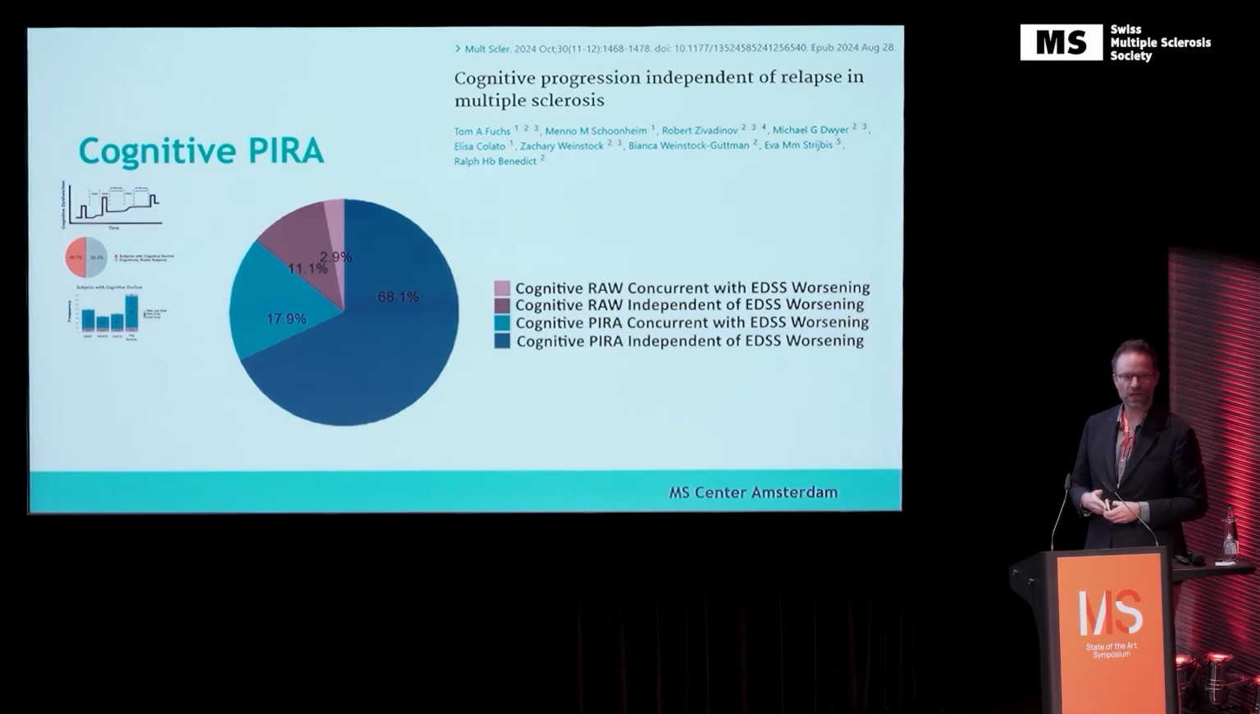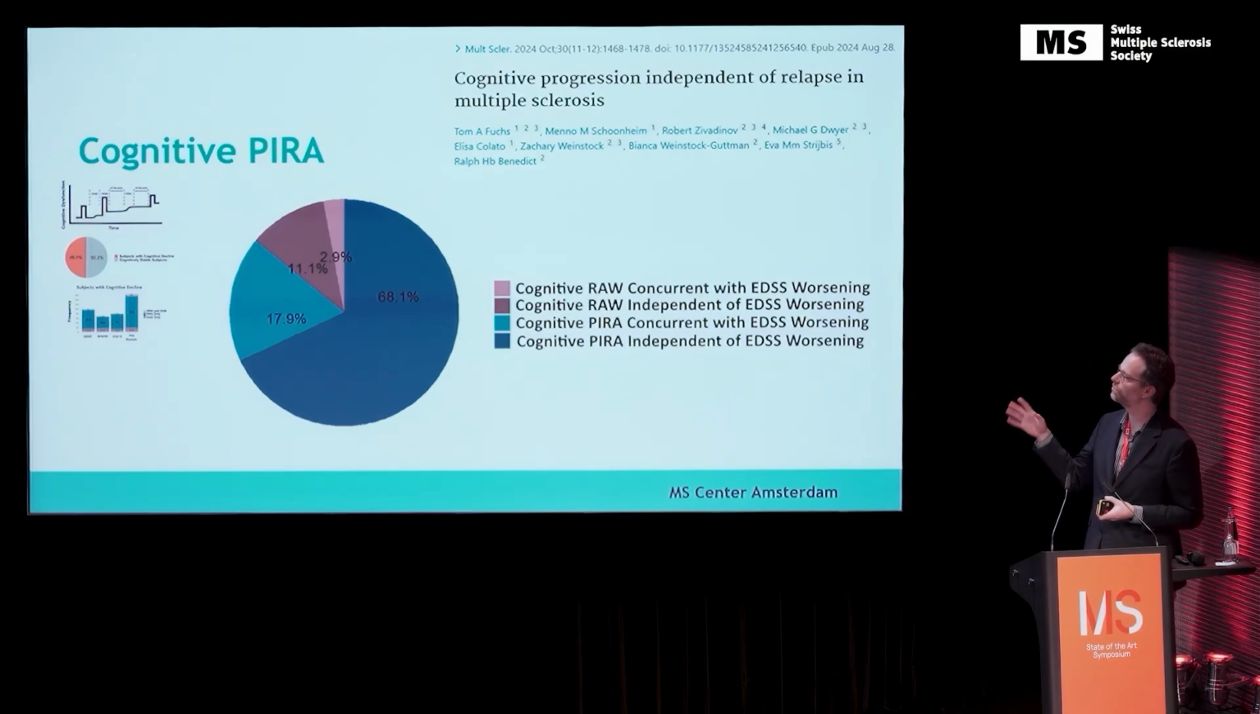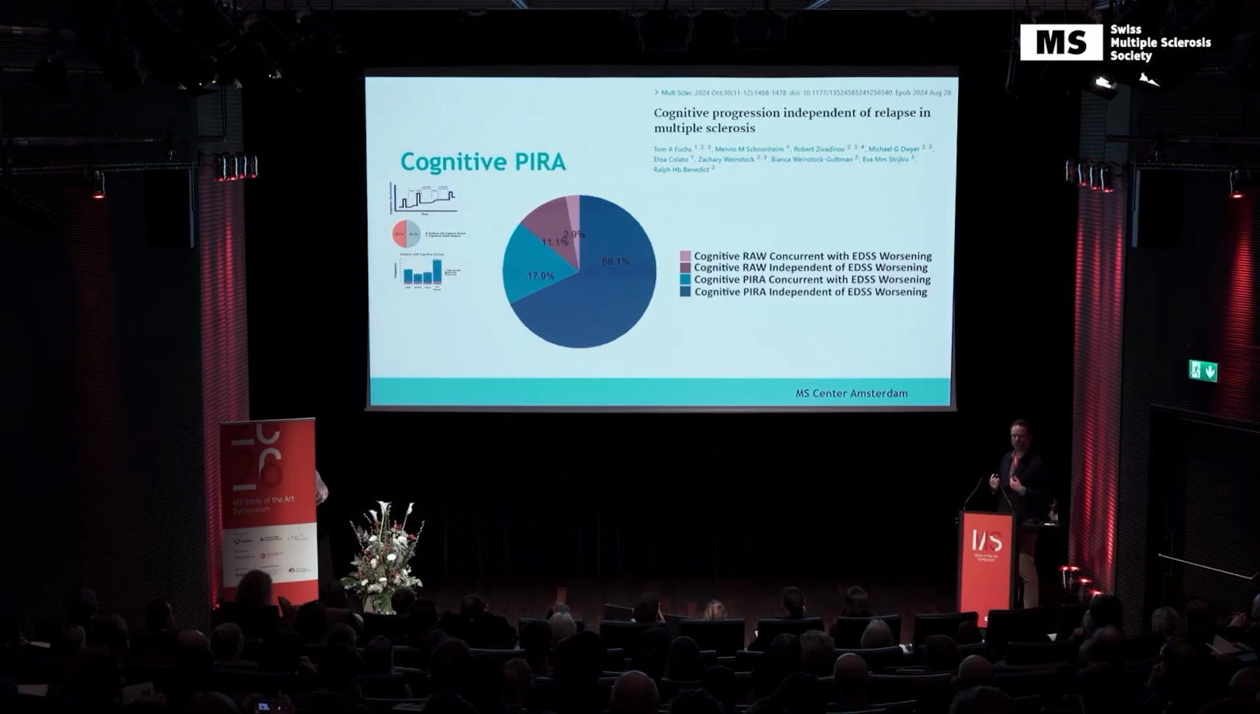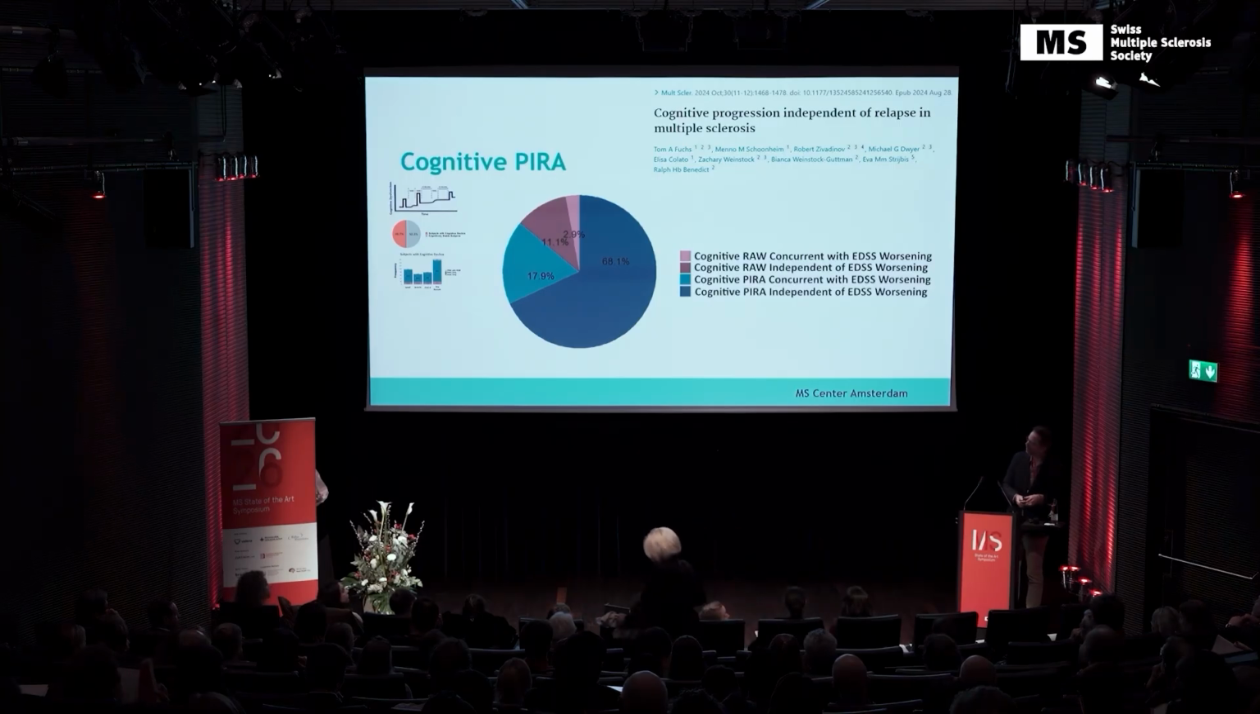So then the question is, how does this relate to conventional measures of PIRA related to physical disability? So we further subdivided patients into if they experience EDSS progression or not. And there you can see the majority of cognitive PIRA cases were independent of EDSS worsening. So this is just to show you, you cannot group everything together. It doesn't mean that patients who progress are all the same. Some patients will progress on physical disability, others on cognition, but both can be PIRA events unrelated to each other. And some are overlapping.